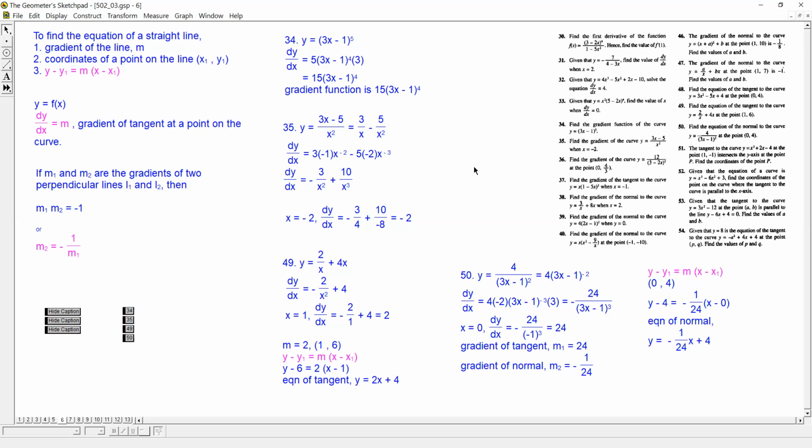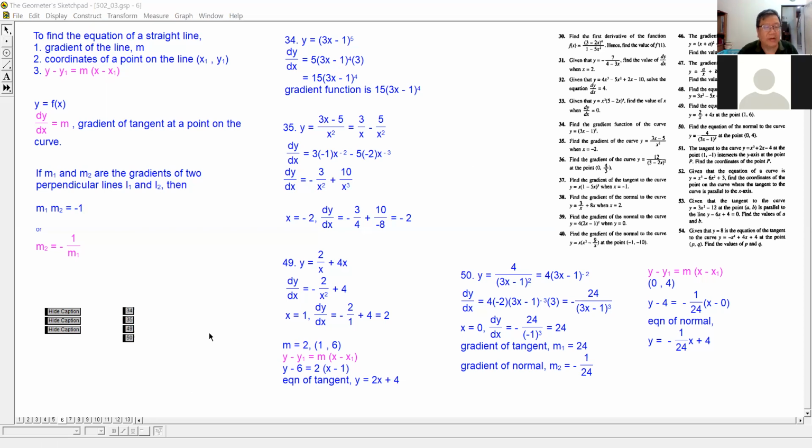Again, when they ask you to find an equation, you think of gradient and point. Do you know the gradient? Don't know. Do you know a point on the line? Yes, you know the point. So the point is already known, only the gradient is unknown. So what must you do? Find the gradient. How to find the gradient? Find dy/dx.